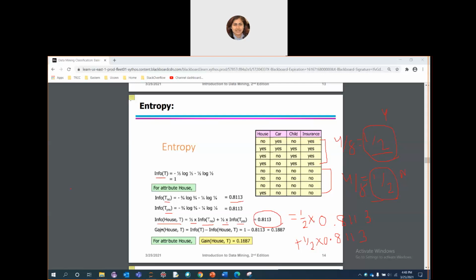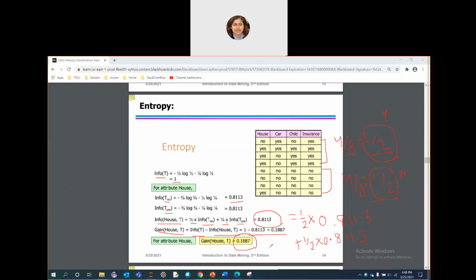Now the next step is to find out the gain of the house attribute with respect to the whole total data set. So we need to find out what is the info T minus what is info of house T, and you will get the resultant value this much. So you will consider the gain of house T is this.